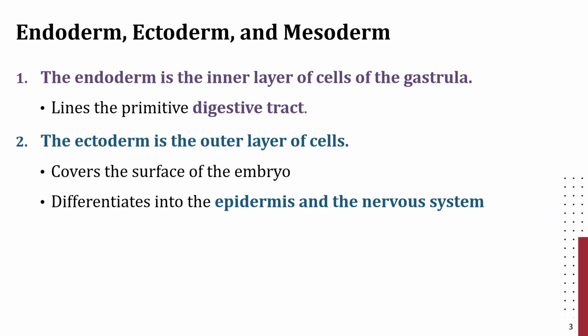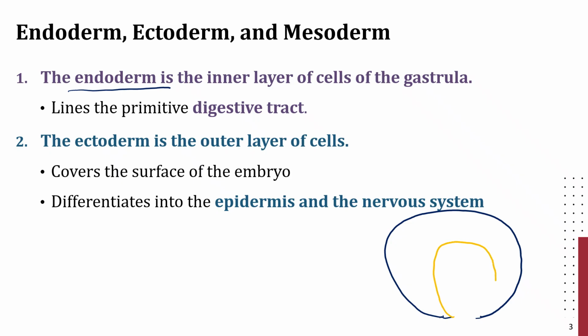The inner layer of cells in that gastrula is called the endoderm. If we make a quick sketch of our blastula here, we had that inner layer of yellow cells. This inner layer is called the endoderm. And then is this layer here. That endoderm is going to develop into the digestive tract of our organism.